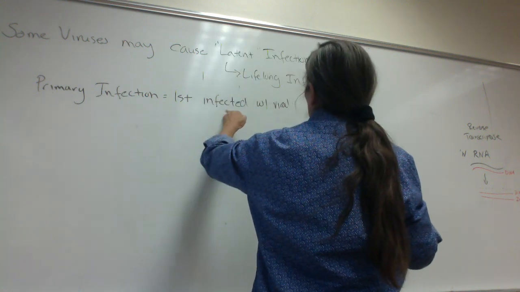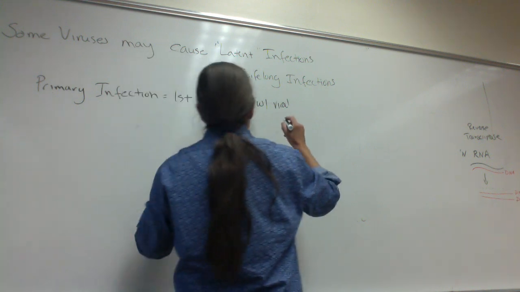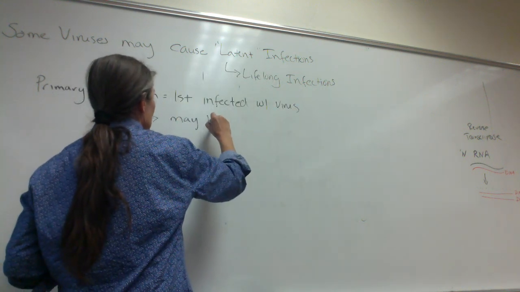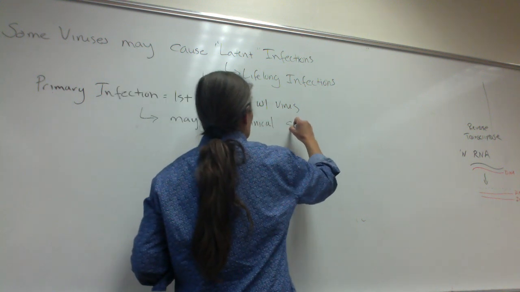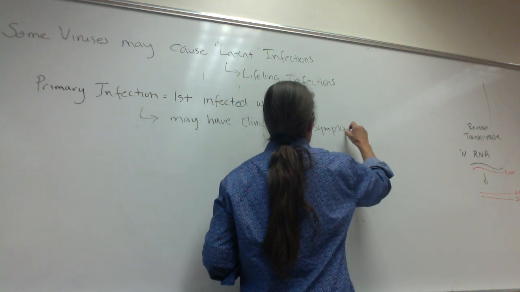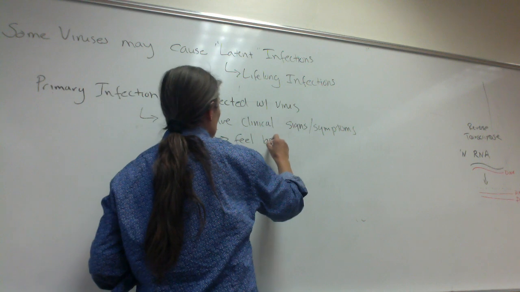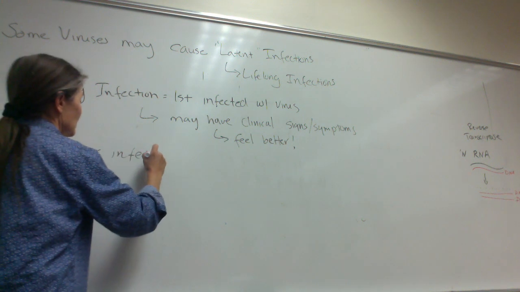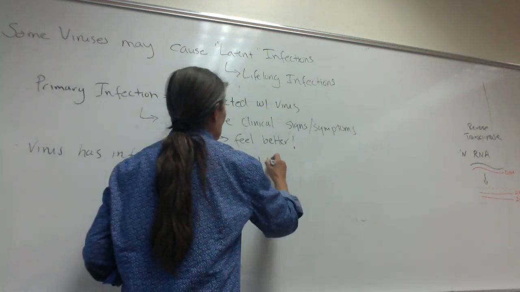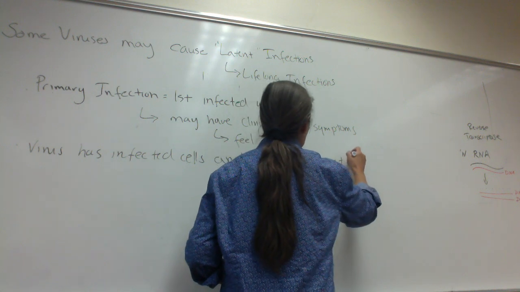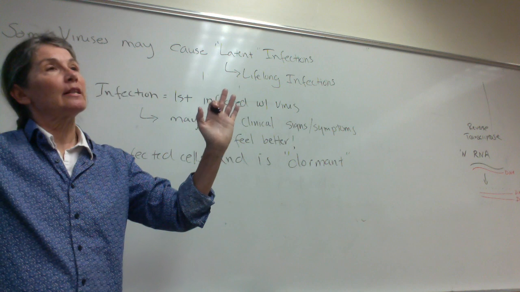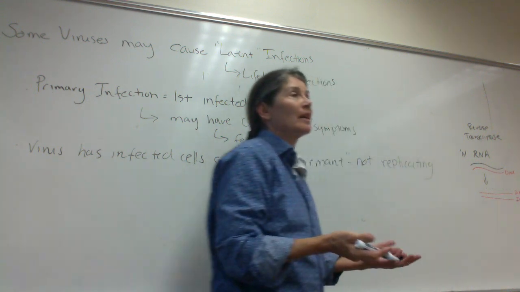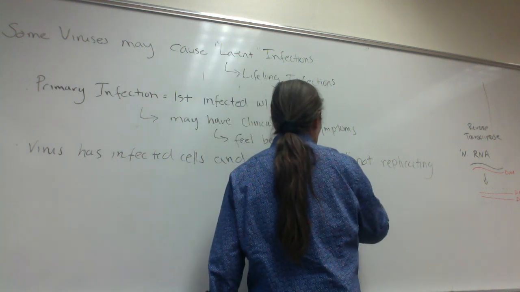Okay, primary infection, first infected with the virus. Okay, and you may have clinical signs and symptoms. And then you're going to feel better. And you think, I'm cured, right? But what we don't know is the virus has infected cells and is dormant, meaning it's not replicating. It's still capable of replicating, but it's just kind of resting, just kind of hanging out, dormant. Okay, meaning not replicating. And if it's not replicating, you guys, you won't have any clinical signs and symptoms. So you think, I'm fine, I'm fine. No clinical signs and symptoms.